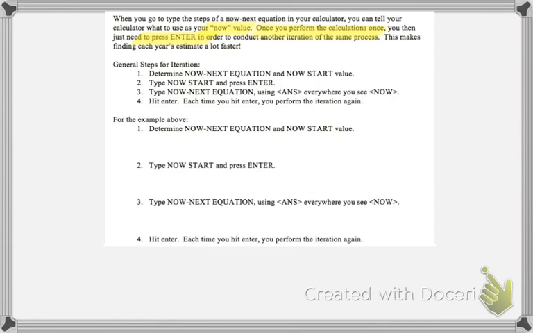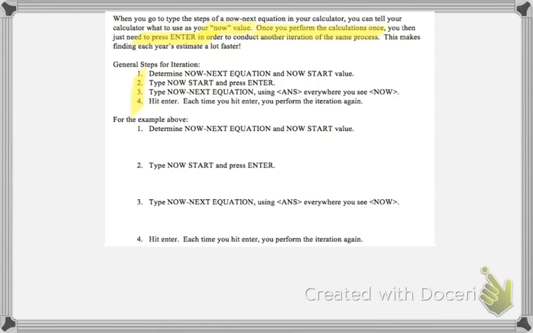So, here are our general steps. First, we determine our now-next equation and our now start value, which we've already done. Then we're ready to jump to the calculator. Type our now start and press enter. Type our now-next equation using answer everywhere we see now, and that will make sense once I show you the calculator. And then we hit enter, and each time we hit enter, we are performing what we call iteration.